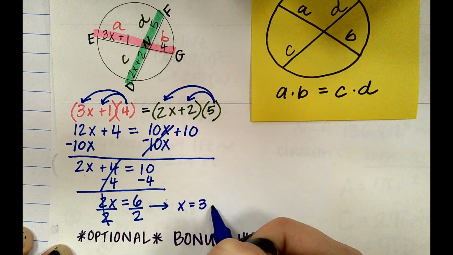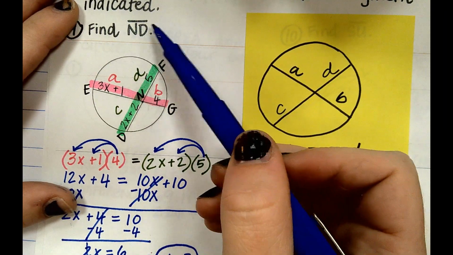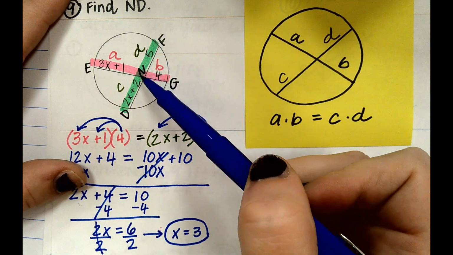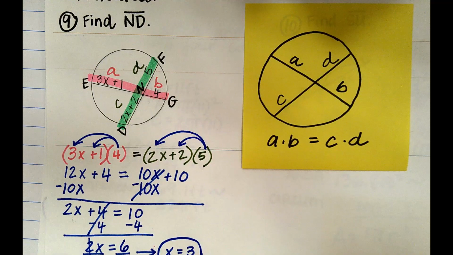Like the 30th on 2x plus 2. Okay, so let's, yes, ND is what we need. And from N to D, yes, that is 2x plus 2. And that's what I should have done at the beginning. Let me make note of that here.